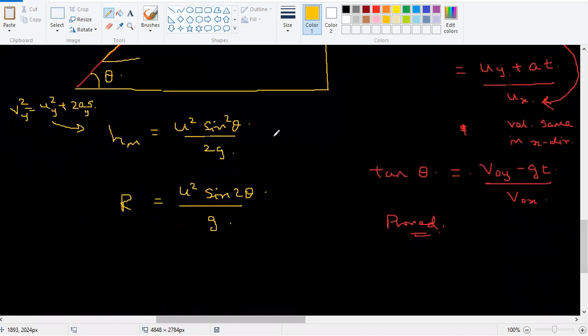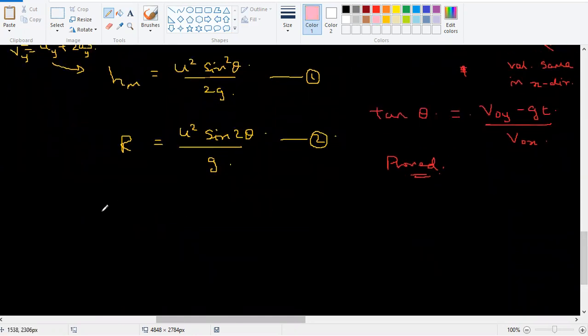So it means simply divide equation 1 by equation 2. Or I'm going to simply do this directly here, instead of writing too many steps. So u squared cancels, g cancels. You know that this is 2 times sine theta cos theta. So one of the sine theta cancels.